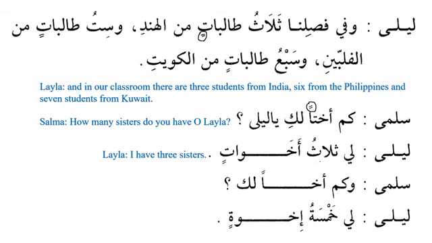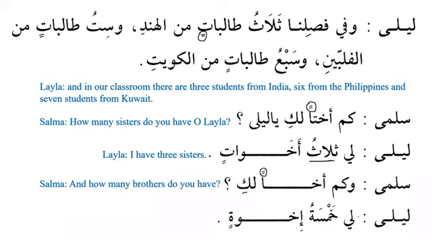Now we can see that she's talking about the sisters, and the numbers from 3 to 10 are opposite in gender. So instead of saying thalathatu akhawatin, she is saying thalathu akhawatin. I have 3 sisters. Salma: Wakam akhan laki. And how many brothers do you have? Now we need to be careful because the numbers will be mixed. In the previous lesson, all the numbers were masculine. Now, so far, all the numbers have been feminine, but now they will be mixed. Wakam akhan laki, and how many brothers do you have?